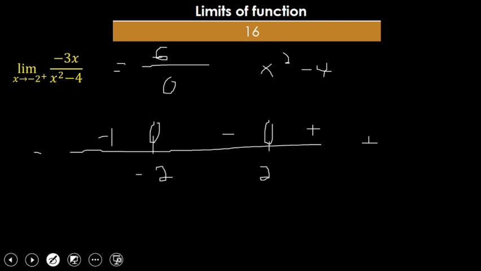Okay. X tends to minus 2 plus, that is minus 2, the positive part. This is the positive part and this is the negative part. And when turning to a negative part, here is negative. Okay, we have negative here. Therefore, 6 all over that is negative infinity.